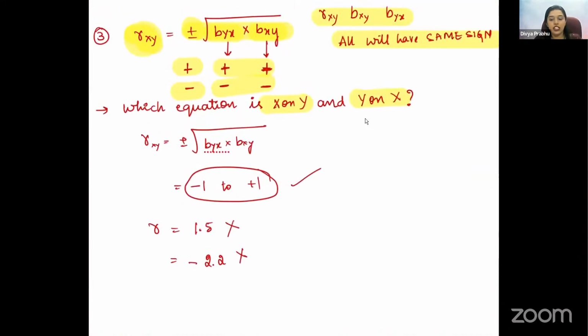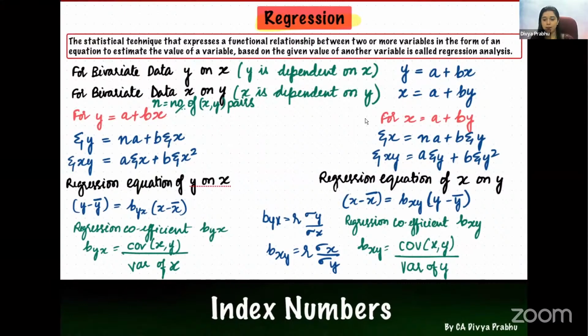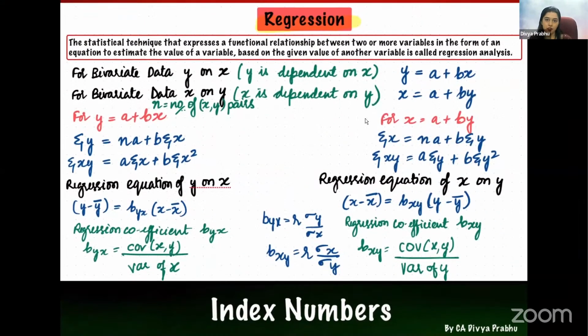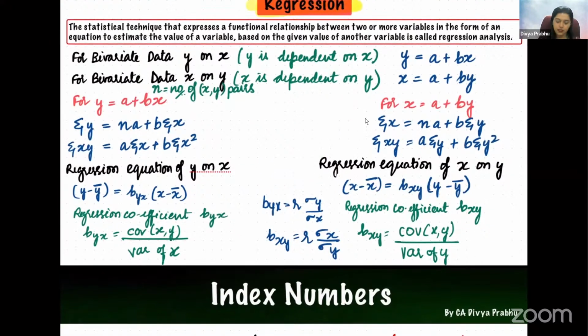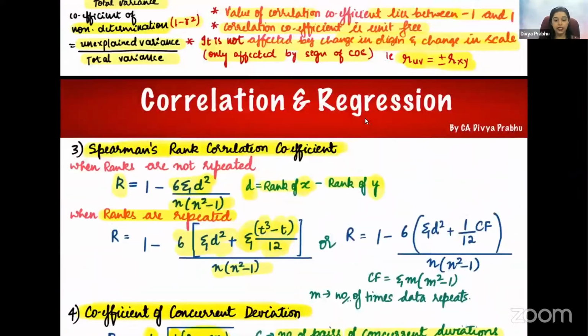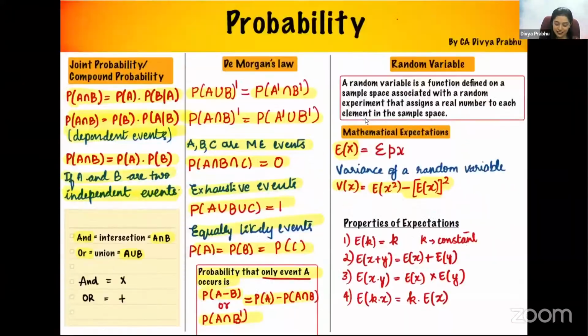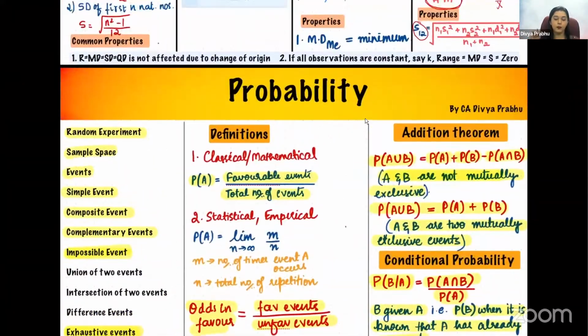So here we complete the chapter of regression. I hope all of you have understood this particular chapter, which is a very, very simple chapter. You can expect easy questions from this chapter, which is also an important one. So here we complete the entire chapter of correlation and regression. Now we'll move to the most important chapter, which the students generally fear. Yes, it is probability.